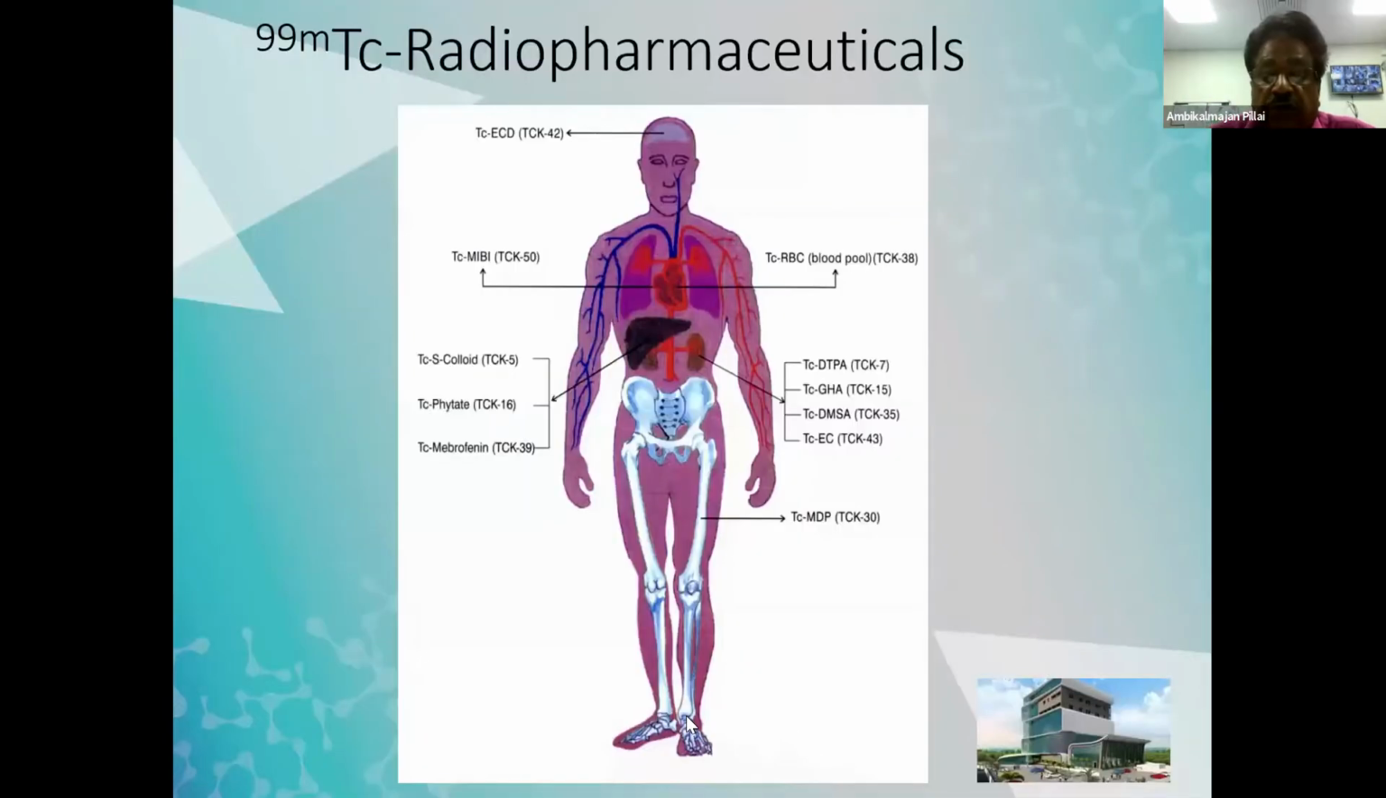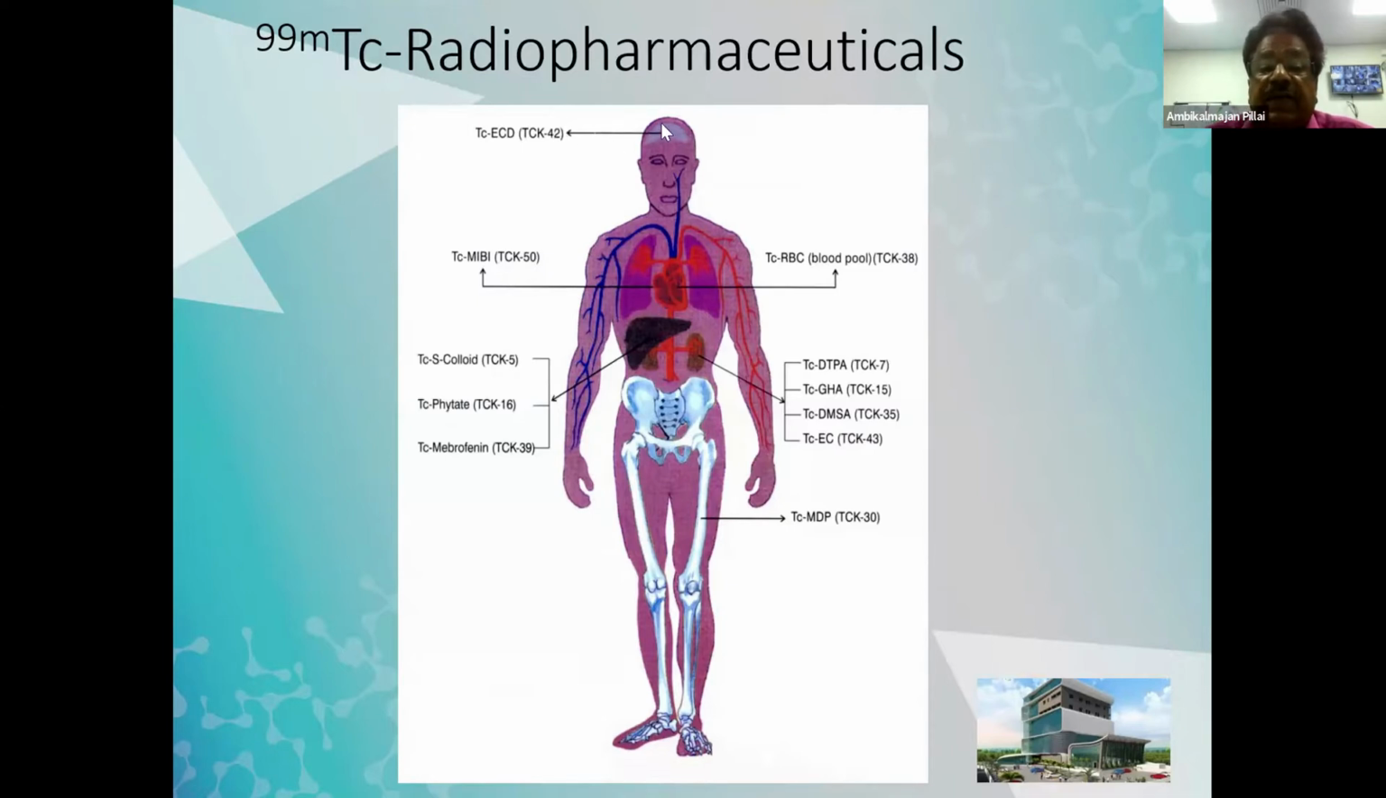To that, if you want to see the bone scan, we can use MDP. The bone can be imaged. Then for the renal, we have different radiopharmaceuticals. We have the DTPA, we have the glucoheptonate, we have the dimercaptosuccinic acid, we have the EC, technetium ethyl cysteine. Then coming to the liver, we have the sulfur colloid, we have the phytates, we have the mebrofenin for the hepatobiliary. Then coming to the heart, we have the MIBI, we have the tetrofosmin.